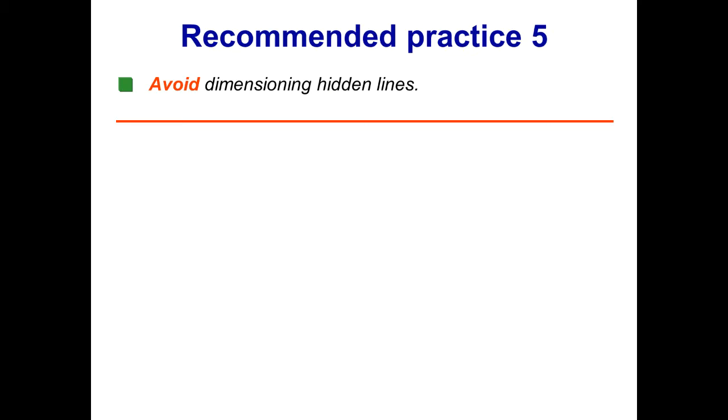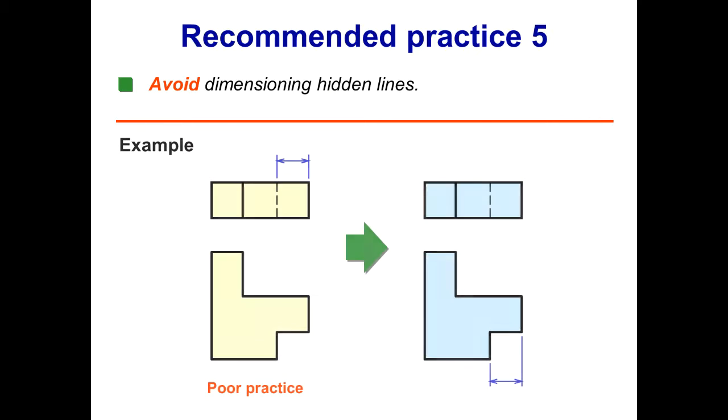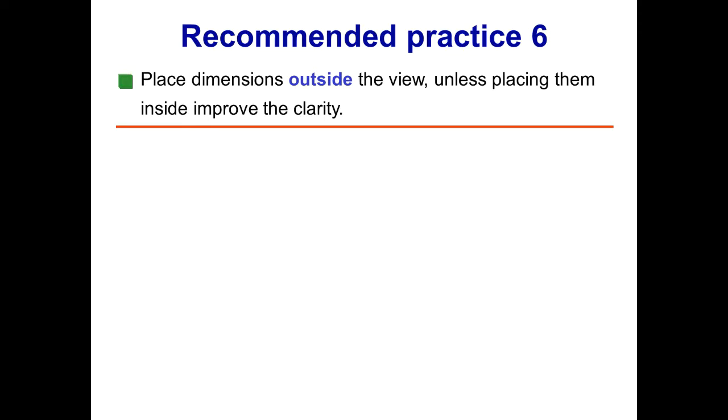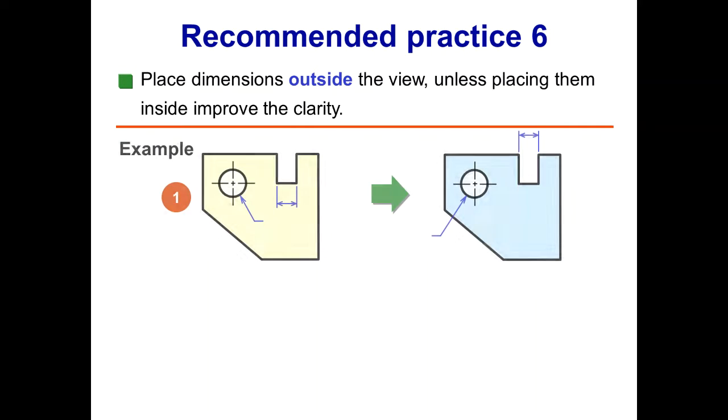Now we have a recommended practice 5: avoid dimensioning hidden lines. Hidden lines are not meant to be dimensioned. You have to make sure that you do not dimension the hidden lines. Place dimensions outside the view unless placing them inside will improve clarity.